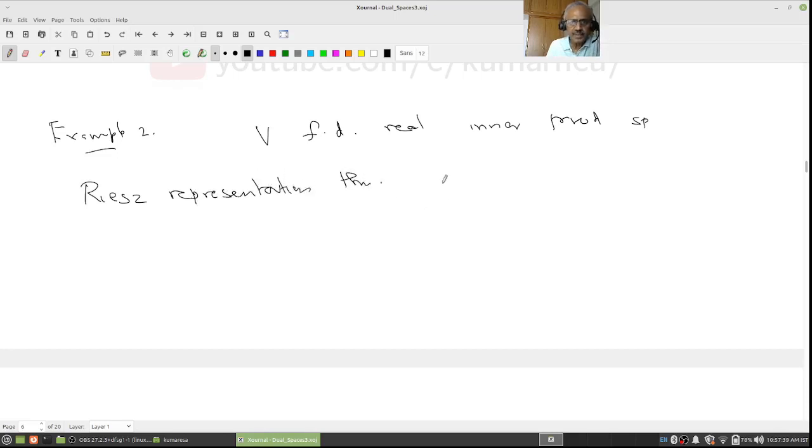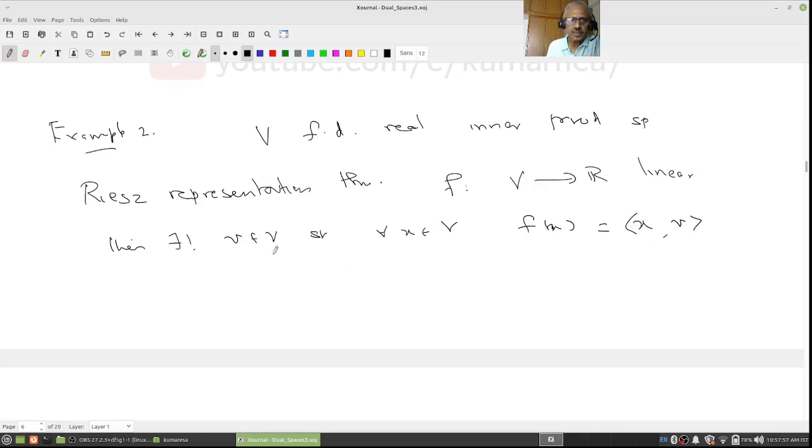What does it say? If f from V to R is linear, then there is a unique vector v in V so that for all x in V, f of x is the inner product of x with v. Okay.